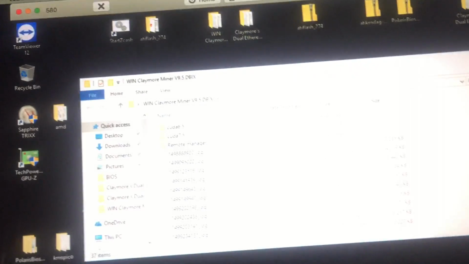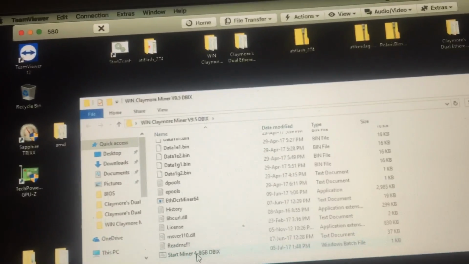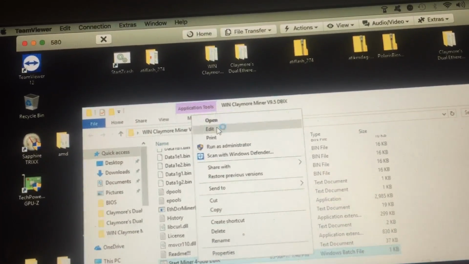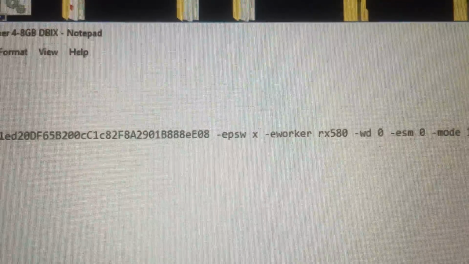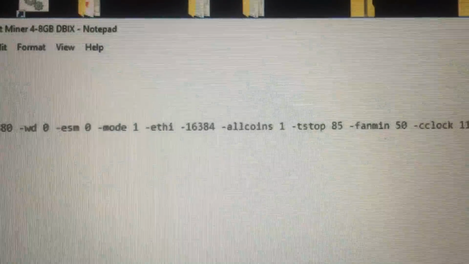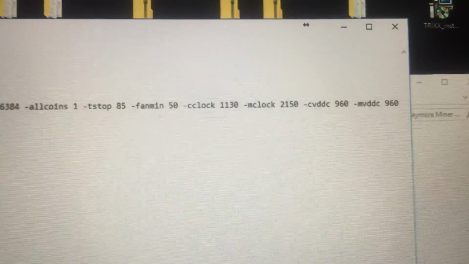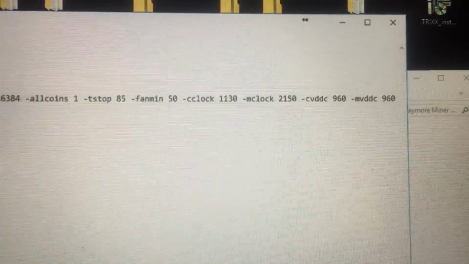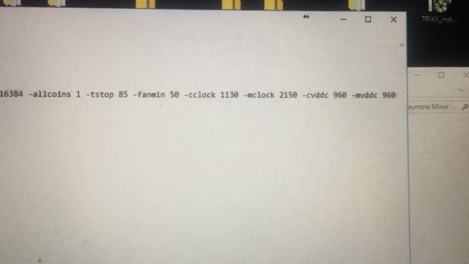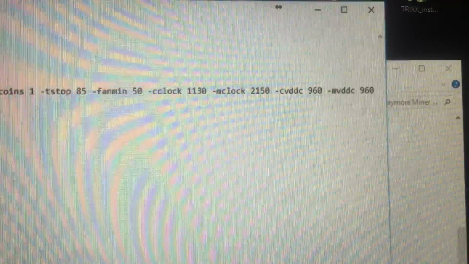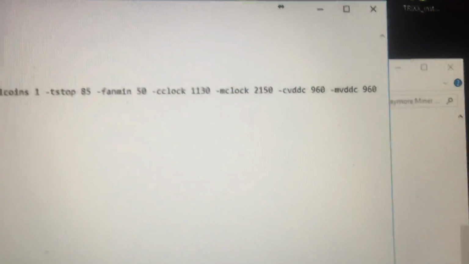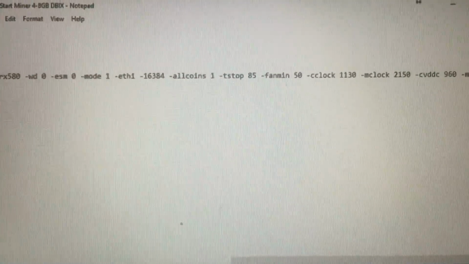Now, the way I did it, guys, is I'm going to open my batch file for you, because I start the commands inside, even for the GPUs. So here is the worker, guys. As you can see, RX580, these are the commands, and these are the commands for the actual GPUs. I've got the GPU clock at 1130, the memory clock at 2150, and the voltage at 960.